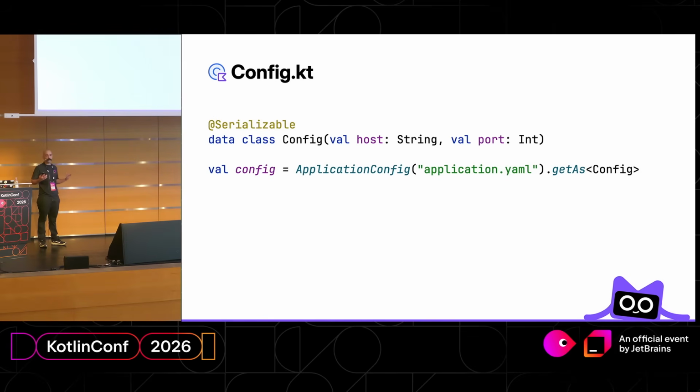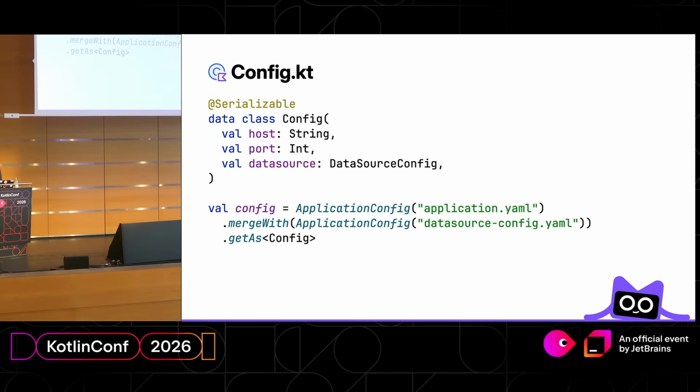So how do we actually load our application config? We use the application config class, and we specify the file we want to load. And then we can use the getAs function to deserialize the application YAML into our data class. And this will use kotlinx.serialization under the hood to read and deserialize the YAML and then turn it into our class.